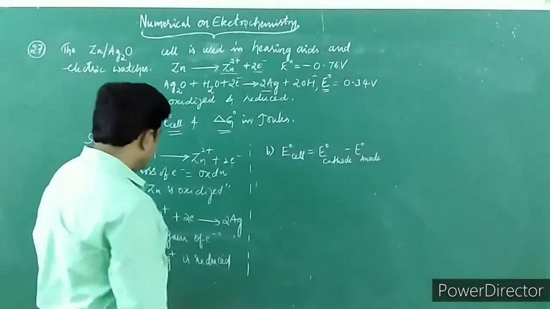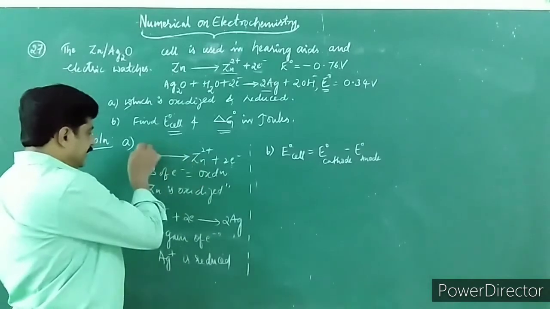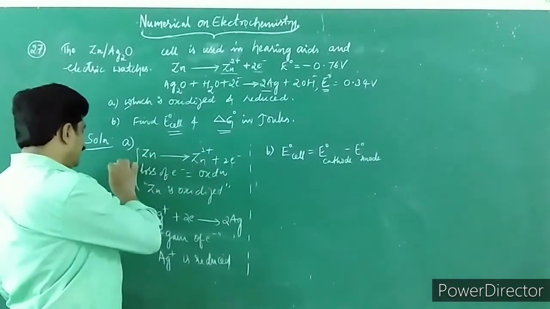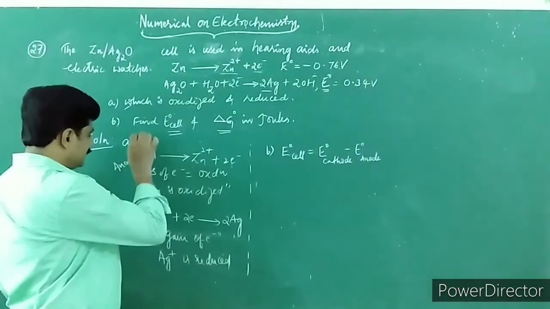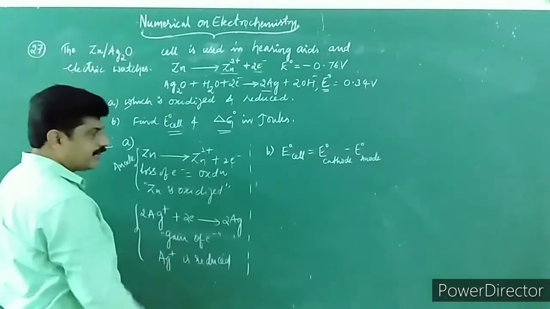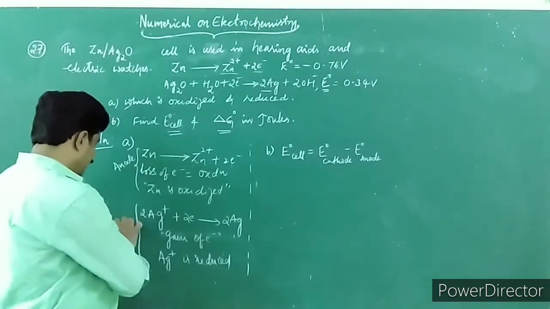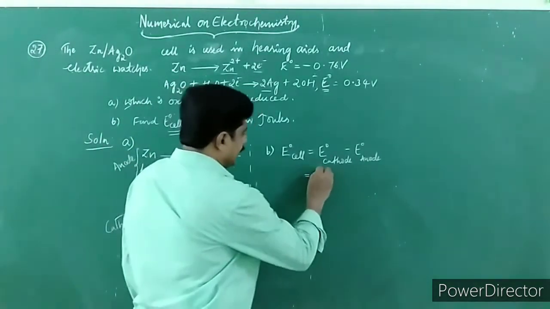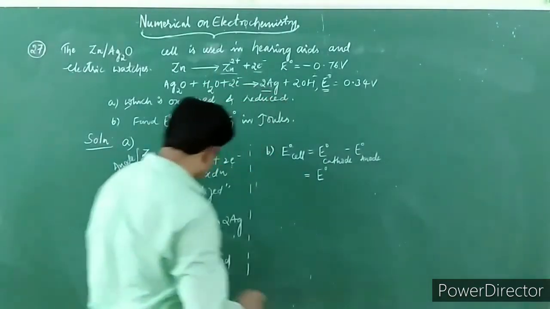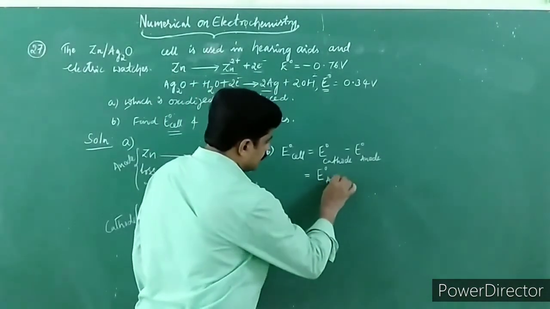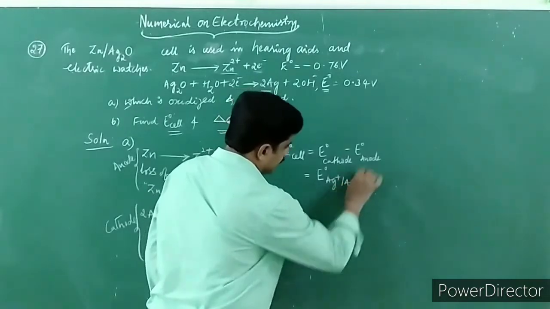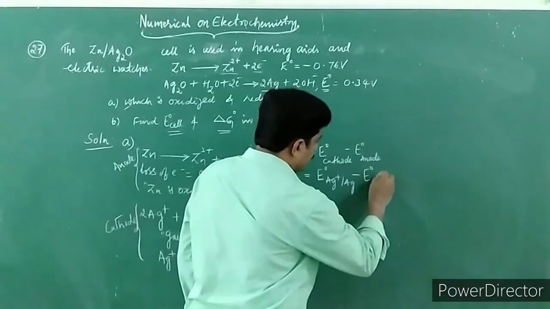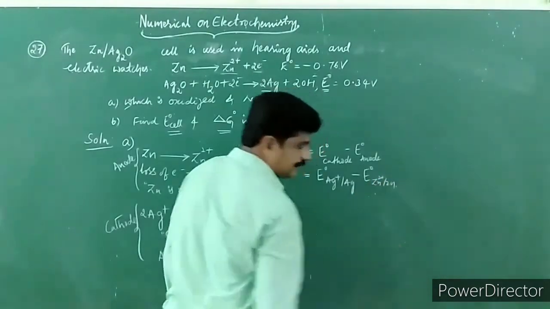Now look here. The electrode where the oxidation takes place is called what? Anode. The electrode where the reduction takes place is called cathode, is it not? Now in that case, look here. E naught Ag+|Ag minus E naught Zn2+|Zn.